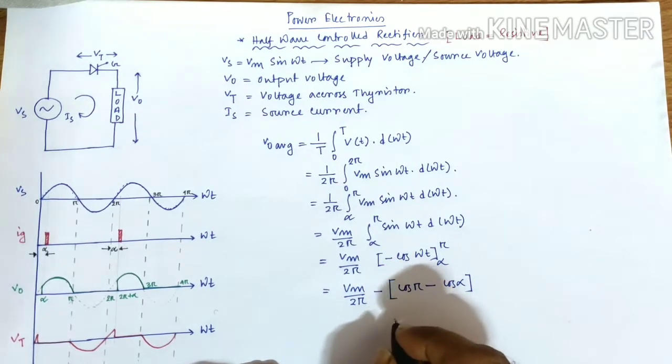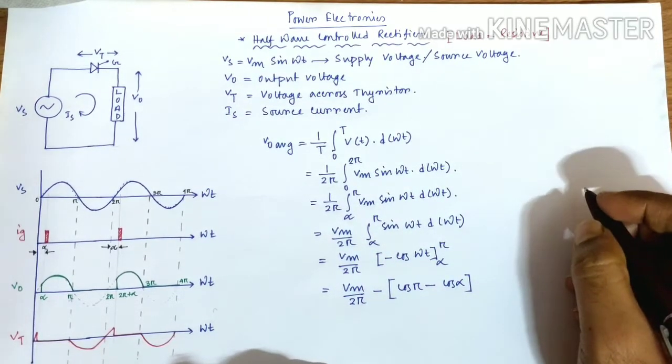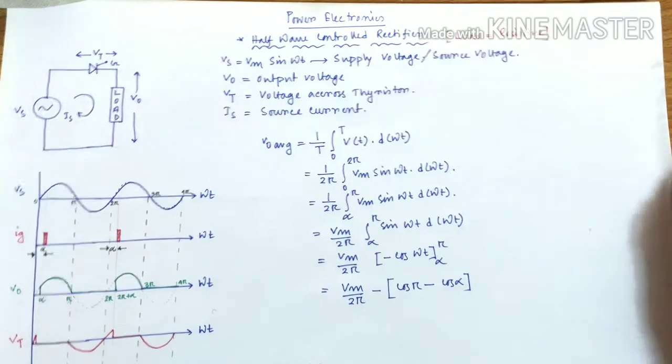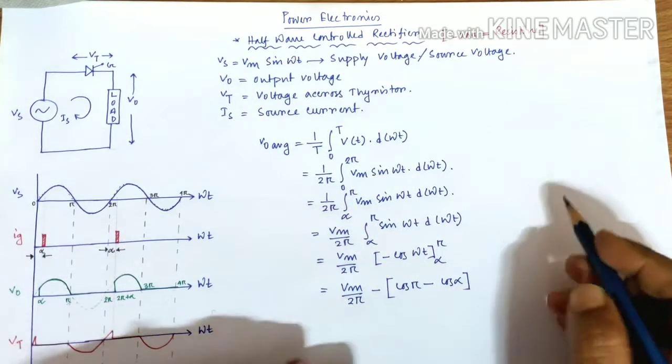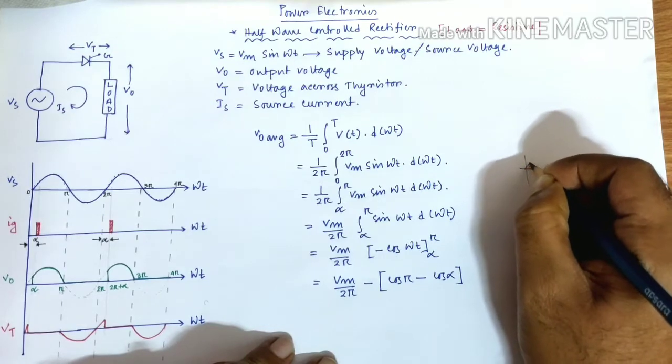Now what is the value of cos pi? If you want to understand that, I have a very easy concept to remember it. What is that? All of us know that this is the waveform of sine.